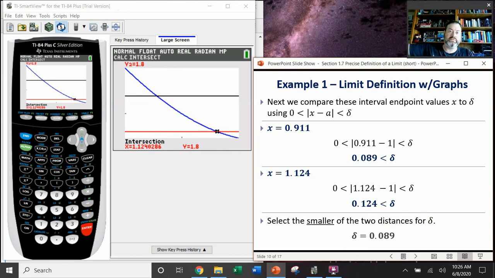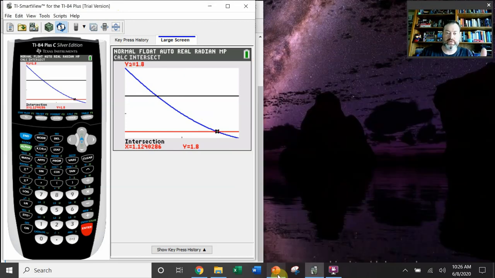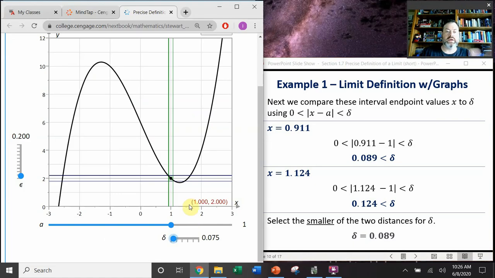Because it's a curve, right? It's not a straight line, so if you go out in either direction, you're going to get different answers depending on which side you go. We pick the smaller of the two distances, right? And we saw why that's true.